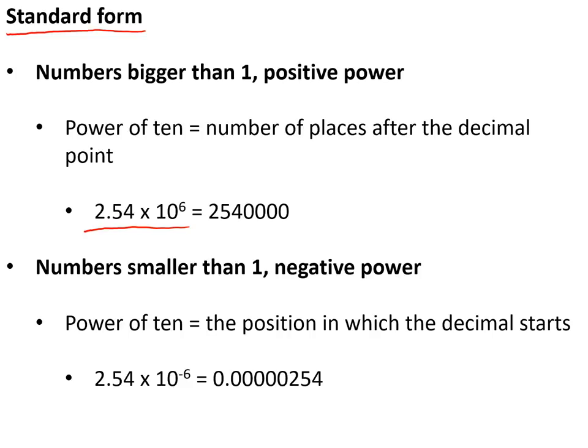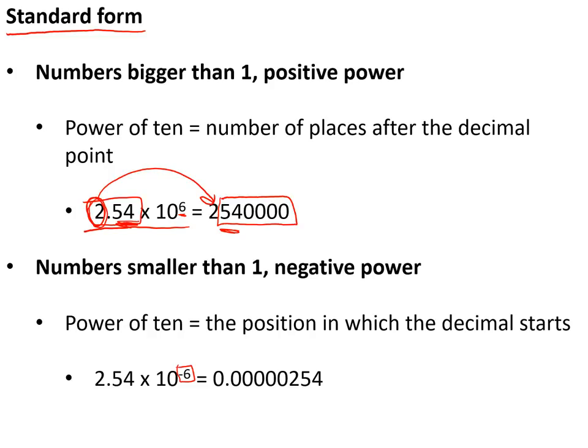The power of 10 with a positive power, so here we've got a positive power 6, that is the number of places that appear after the decimal point. So to turn this into a quote unquote normal number, that 2 is the first number we write, and then you'll notice there are 6 places after that 2. So we go 5, 4, because we've got 5, 4 over here, and then fill the rest of that up with zeros.